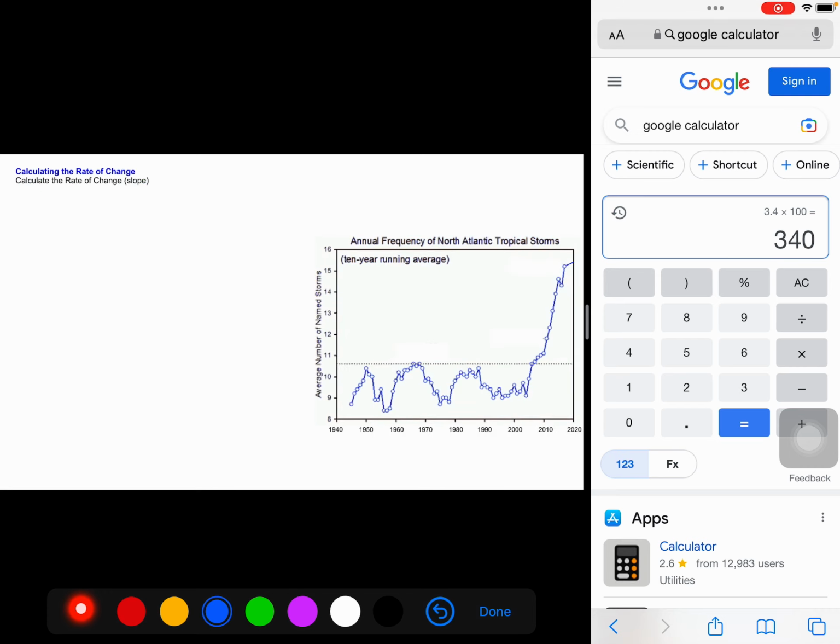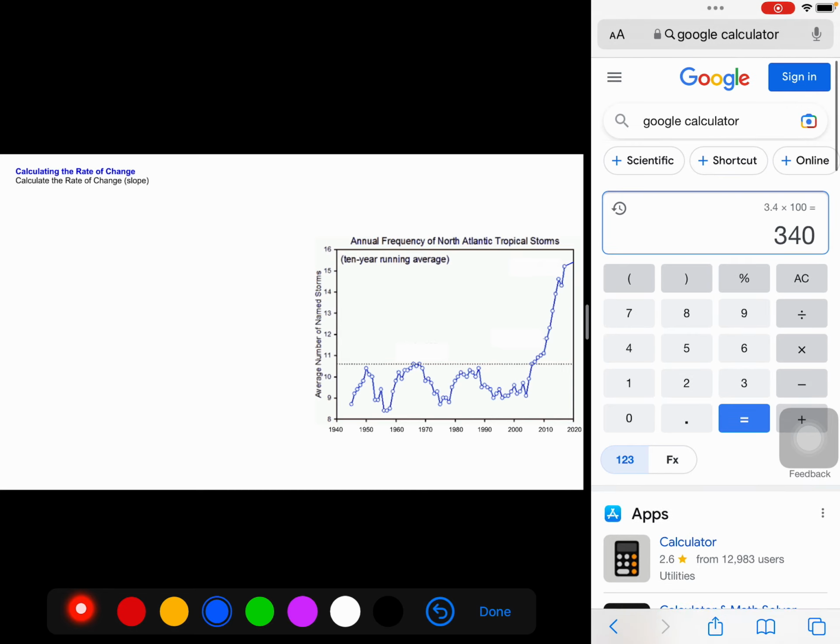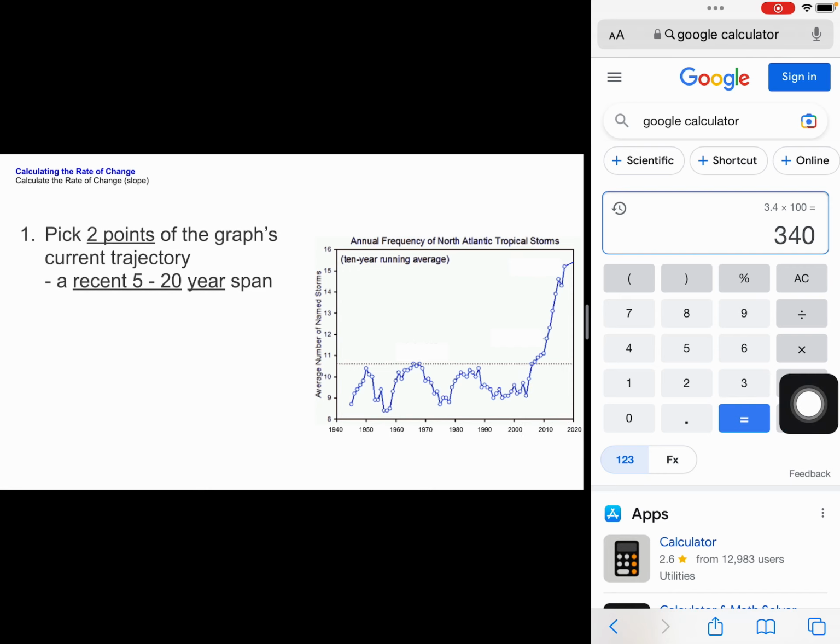So how can we do that whole thing on our own? Where can I get the rate of change from? If I'm given a graph like this that doesn't have the rate of change, I need to calculate that first before I can do any projections.